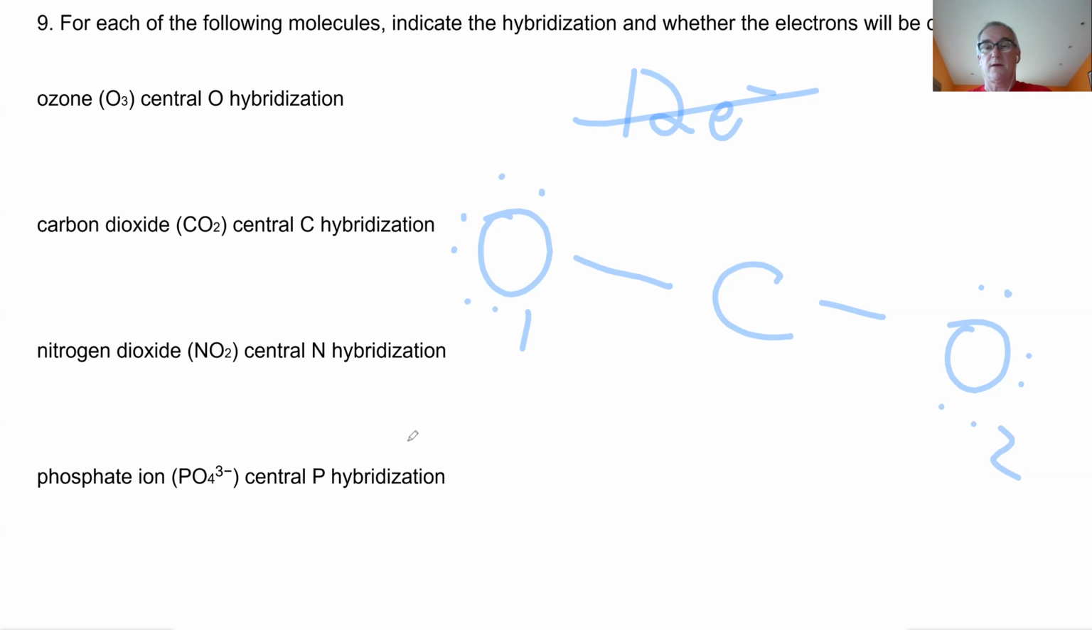Carbon's very unhappy. How many total electrons does carbon have now? Only 4. It's got 2 bonds, 2 electrons each. So it is far from an octet. So how do we cope? Take 1 pair from oxygen 1 and another pair from oxygen 2 and make double bonds.